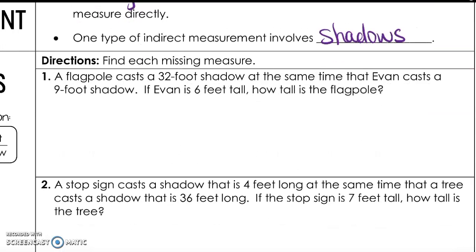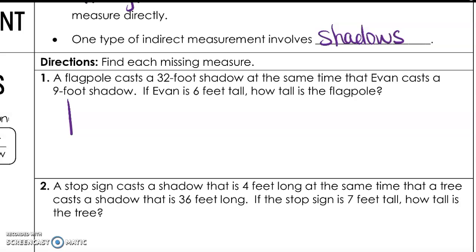So for number 1, we have a flagpole and we have its shadow. The shadow is 32 feet long, it says. Then we have Evan, who has a 9-foot shadow. Evan is 6 feet tall. We are trying to figure out how tall is the flagpole, so that's where my X will go. So that's what I mean by drawing a picture. They'll pretty much all be L's.